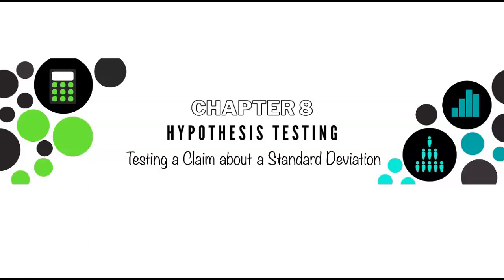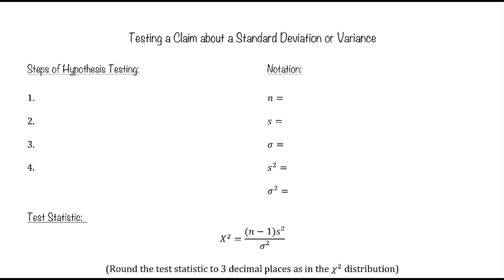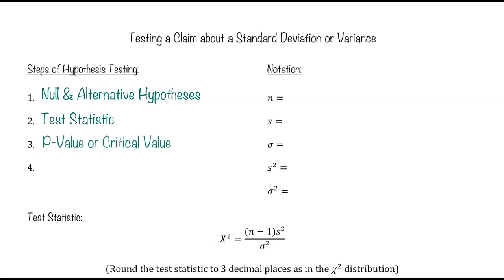In this lecture video, we're going to learn how to test a claim about a standard deviation. Let's start by reviewing the steps of hypothesis testing. First, we need to list out the null and alternative hypotheses. Next, we need to calculate the test statistic. Third, we need to find the p-value or critical value. And fourth, we need to determine and state the conclusion.